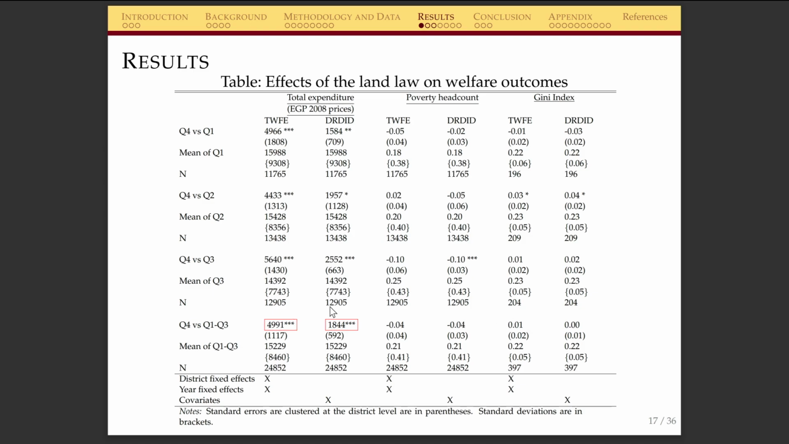What I found is there is a significant increase in total expenditure. This is annual expenditure by prices of 2008. In the two-way fixed effect, this is a 33% increase in total expenditure. This is about a 12% increase in total expenditure, so at least 12% increase. The sign on poverty is negative, but the results are not significant, so we can't really conclude something there. And we don't really see something happening with the Gini index.